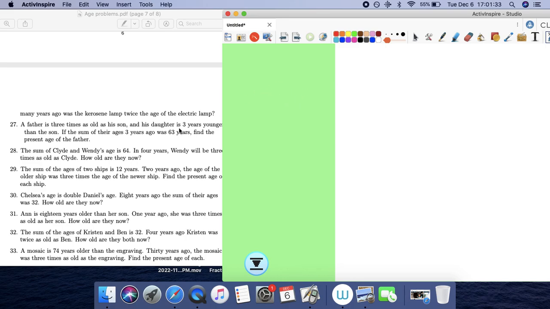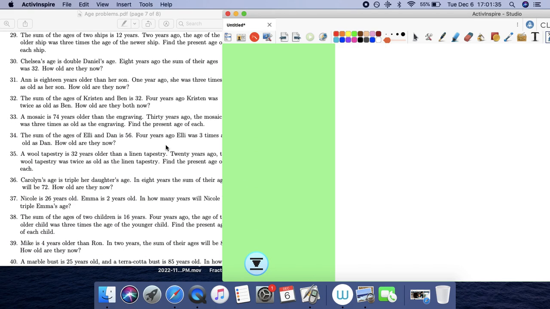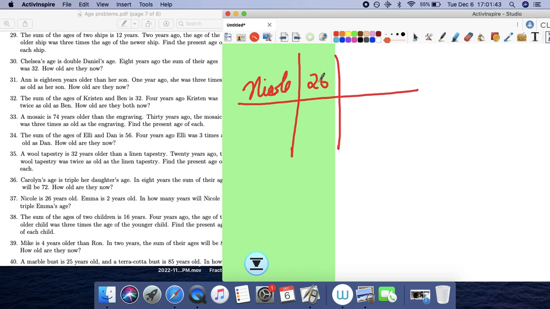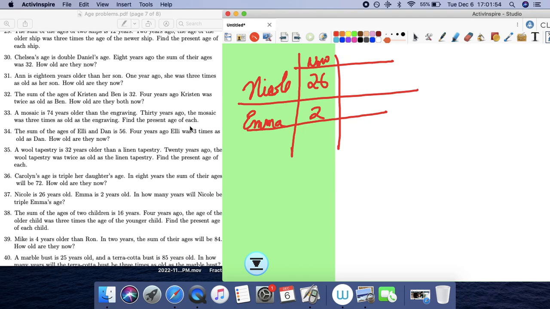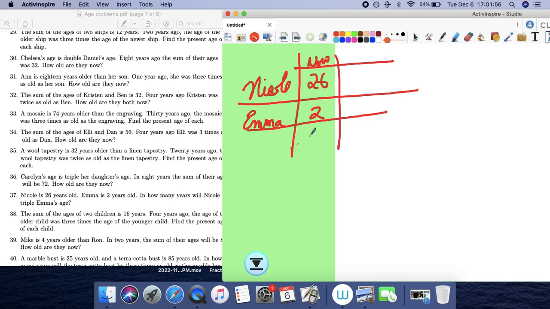37, I think. So we have Nicole, who is 26. That's her age right now. Emma is 2. And how many years will Nicole be triple Emma's age? How many years? We don't know, so it's sometime in the future, right? So it's going to be plus t.